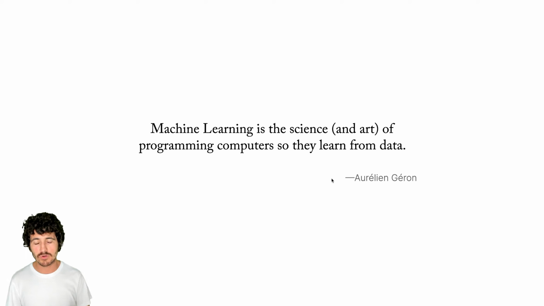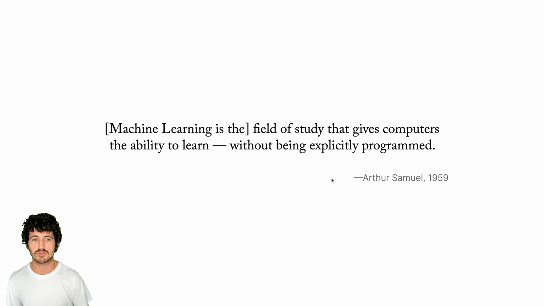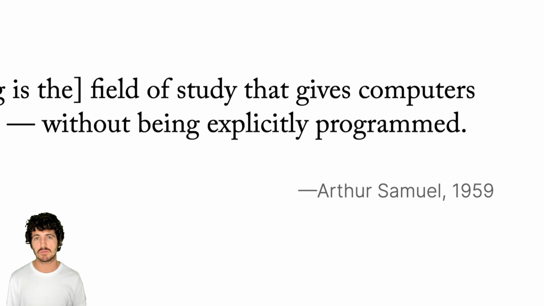The writer of this book defines it as the science and art of programming computers so they can learn from data. And a more general description from Arthur Samuel back from the 1950s is that machine learning is the field of study that gives computers the ability to learn without being explicitly programmed. The part explicitly programmed here is super important. When you explicitly program a machine, it means that you're hard coding, or typing with your hands, all the instructions, all the rules or algorithms that the program has to follow.